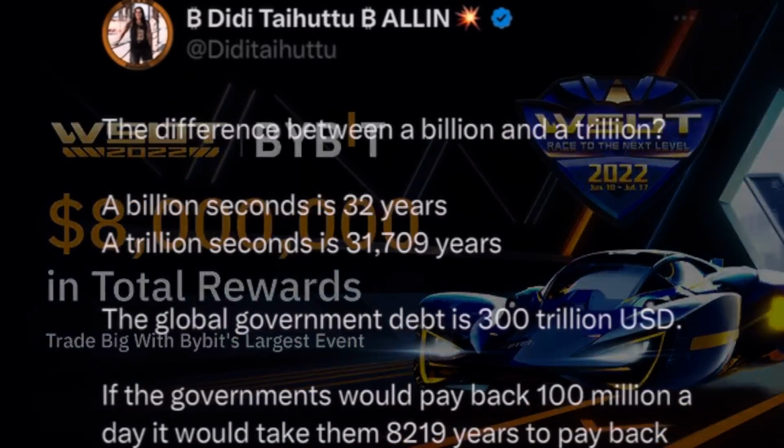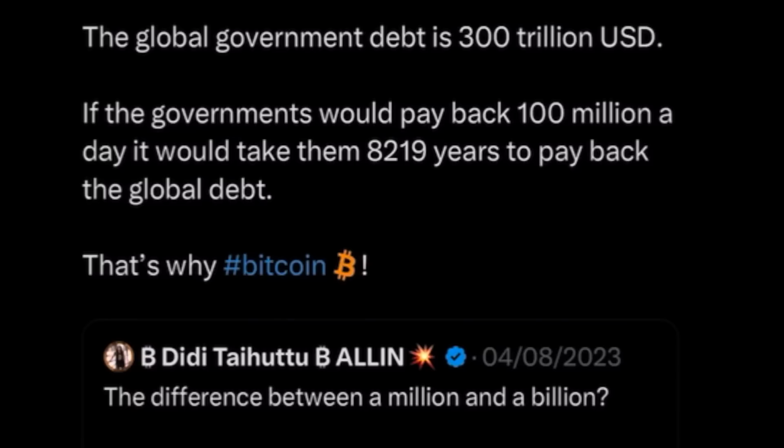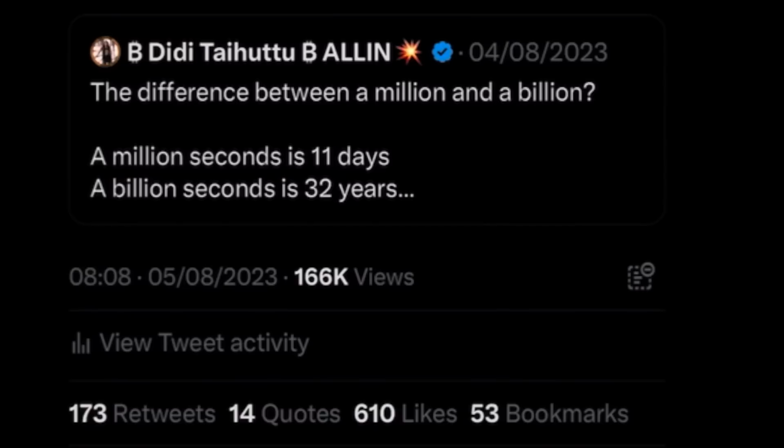Now, this tweet this week did really good. Look. The difference between a billion and a trillion. A billion seconds is 32 years. A trillion seconds is 31,709 years. The global government debt is 300 trillion US dollar. If the government would pay 100 million a day, it would take them 8,000 years to pay back the global debt. That's impossible. Now just calculate Elon Musk's billions. I think he has 180 billion. Yeah, that's the tweet down below. Go to my Twitter and join all those views. 160K. Beautiful tweet. Let's jump into the next part.